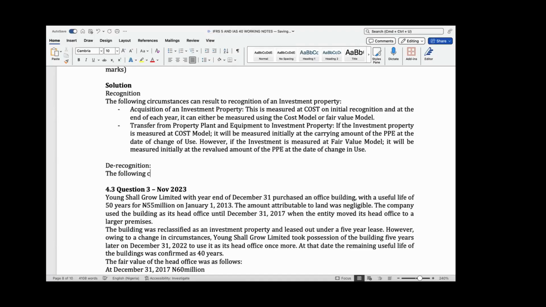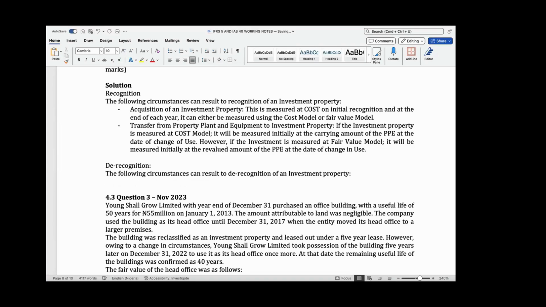The following circumstances can result in the recognition of an investment property. Number one, transfer from investment property to property, plant, and equipment.